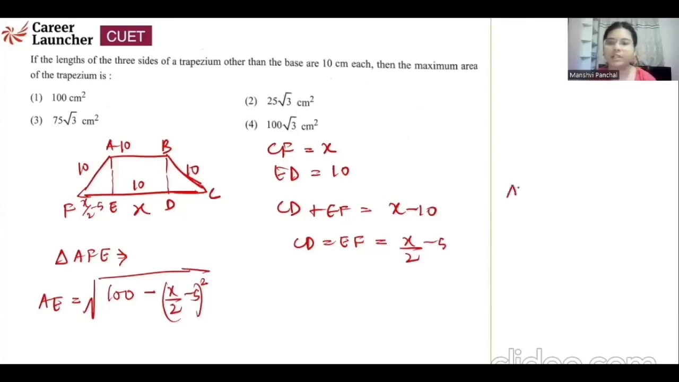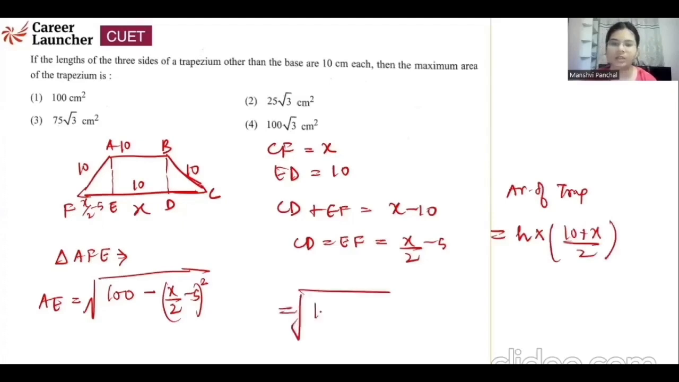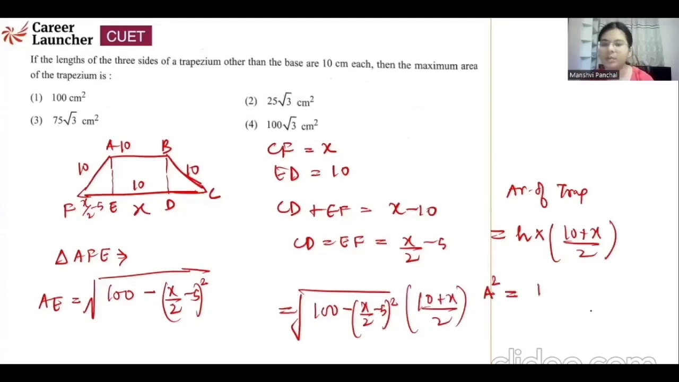Now what is the area of the trapezium? The area of the trapezium is height into (A plus B) by 2, which is 10 plus x by 2 for the sum of the parallel sides. And what is the height? The height is root under 100 minus (x by 2 minus 5) whole squared, into 10 plus x by 2. Now since the area of the trapezium is a positive quantity, we can take its square. Let's say it is A squared. So this will be 100 minus (x by 2 minus 5) whole squared, into (10 plus x by 2) whole squared. So this is your area function.